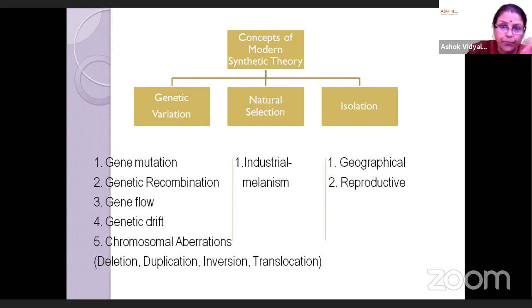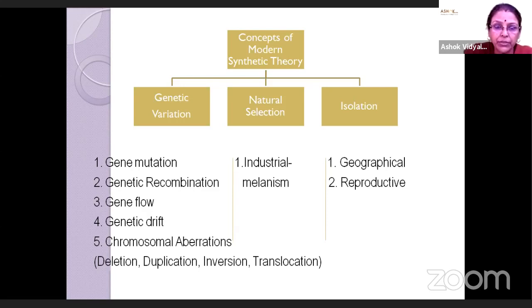Now genetic variation, why genetic variation is taking place? It is because of the following characters, that is gene mutation, genetic recombination, gene flow, genetic drift, chromosomal aberrations, which are deletion, duplication, inversion, and translocation. Now let's take up one by one.